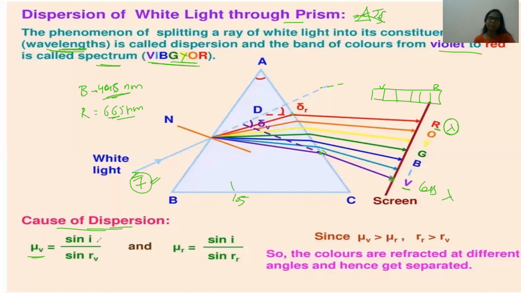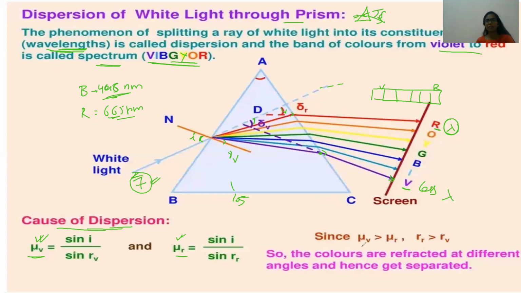Okay, so that is given by sin i by sin r, where i is the angle of incidence and r is the angle of refraction. For violet color, you can see the refractive index of violet is sin i by sin r. For red color, you take sin i by sin r, where i is the incident angle, but for red the refraction angle is this much. This is what we call sin r.